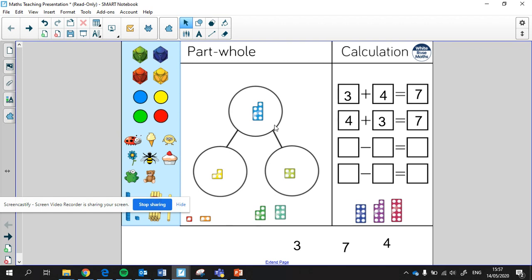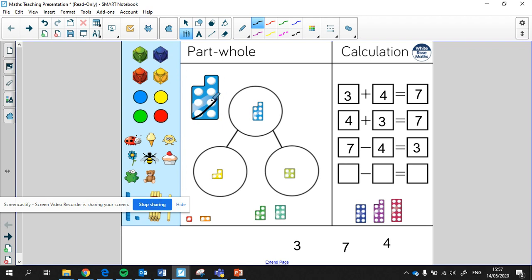And when we're subtracting, we start with the whole, take one of the parts away, and we're left with the other. So if we start with 7, and we take away 4, we are left with 3. So if I make my 7 a little bit bigger, put it here on the screen, we can see that. If I start with 7, and I cross out a big 4 because I can see a big 4 at the bottom, we cross out 4, we're left with 3.